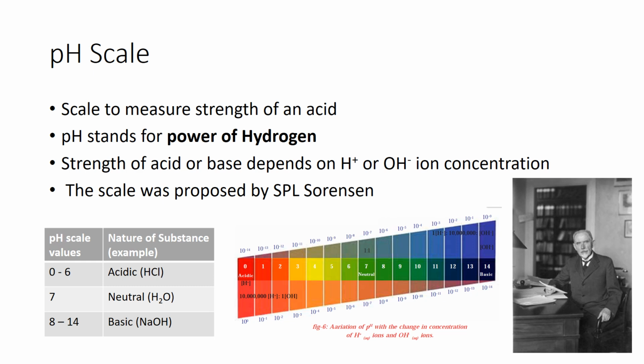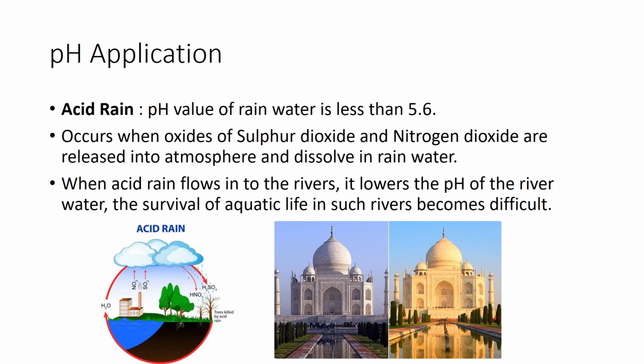The pH scale, its application in daily life. Let us see the different aspects. First one is acid rain. When the pH of rainwater is less than 5.6, then it is called acid rain.